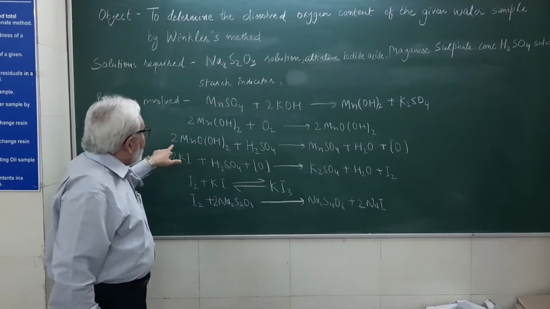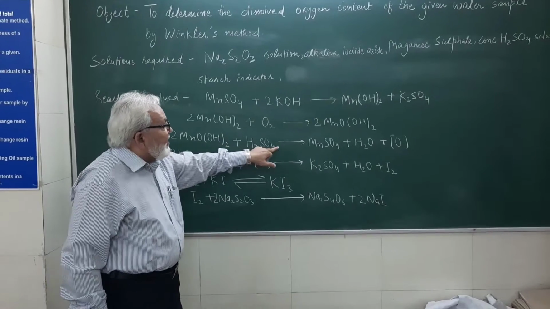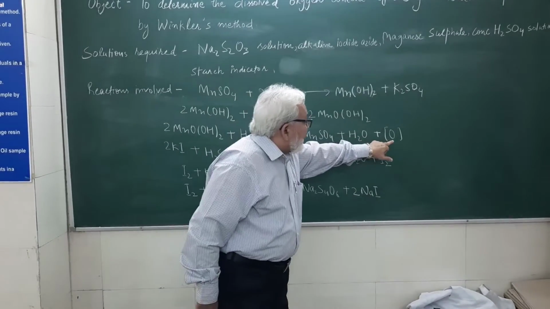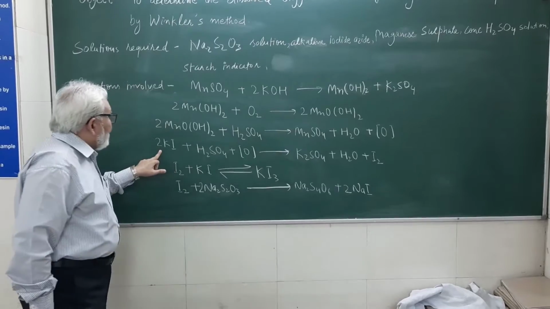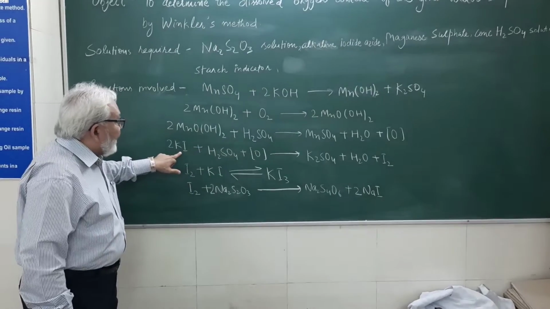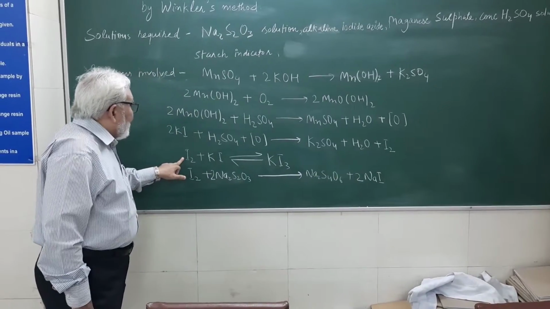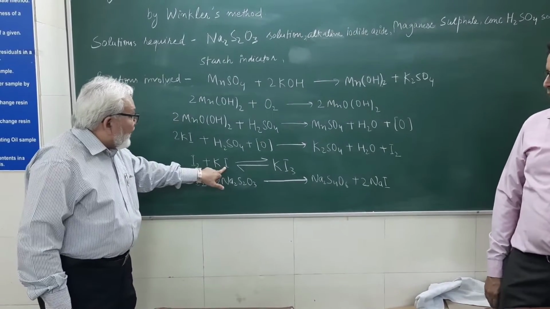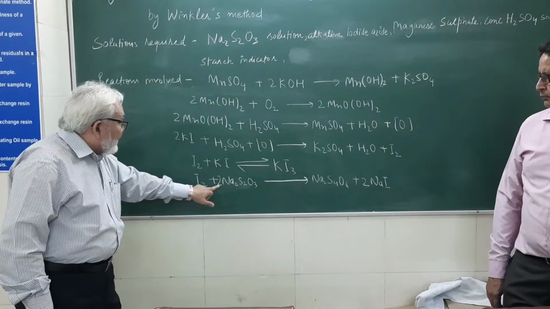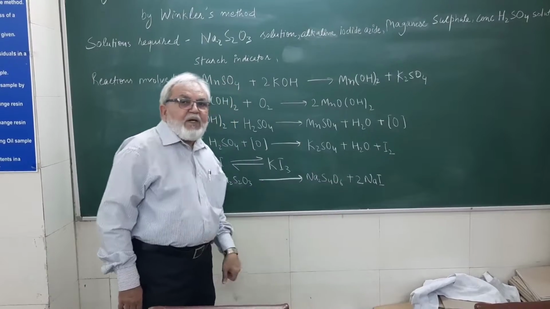Then basic manganic oxide, MnO(OH)2, in the presence of sulfuric acid gets converted into manganese sulfate, H2O, and nascent oxygen is released. This nascent oxygen in the presence of sulfuric acid liberates iodine from potassium iodide. This reaction shows the liberation of iodine, and this liberated iodine gets adsorbed over potassium iodide and forms a weak complex of KI3. Here iodine is titrated against sodium thiosulfate, giving sodium tetrathionate and sodium iodide.